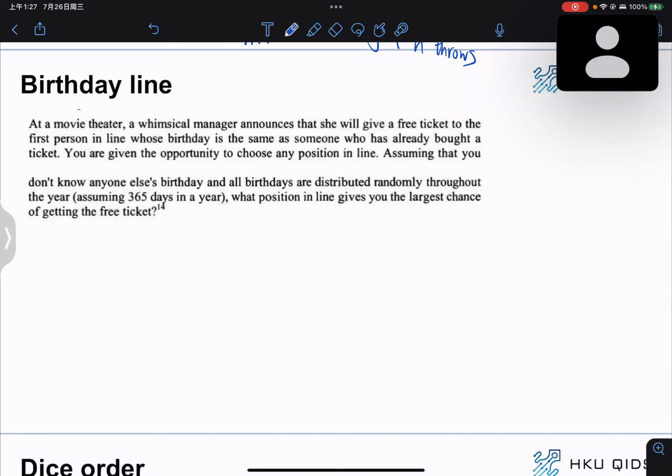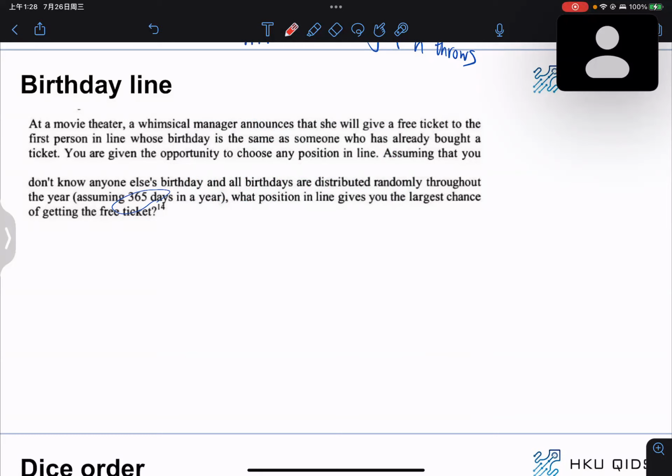So at the movie theater, a manager announces that she will give a free ticket to the first person in line whose birthday is the same as someone who has already bought a ticket. You are given the opportunity to choose any position in line. Assuming that you don't know anyone else's birthday, and all birthdays are distributed randomly throughout the year, and it is 365 days, which position in line gives you the largest chance of getting the free ticket?